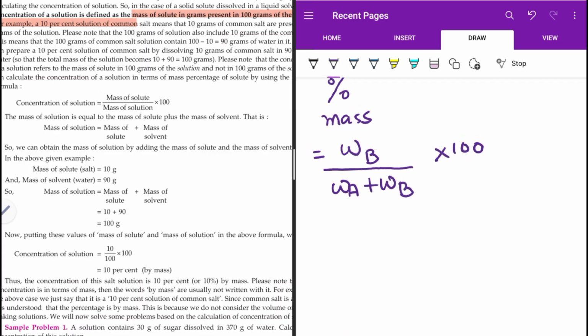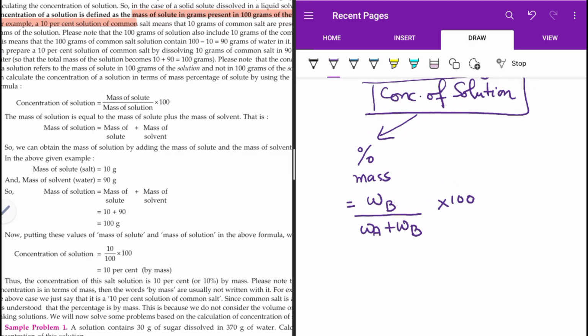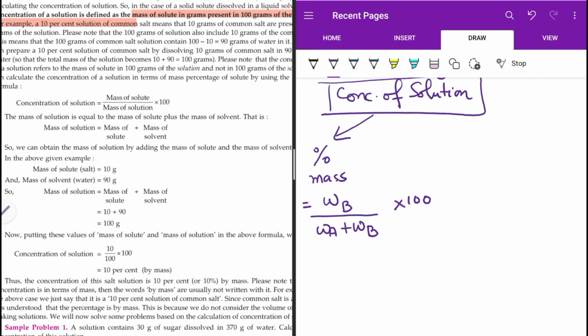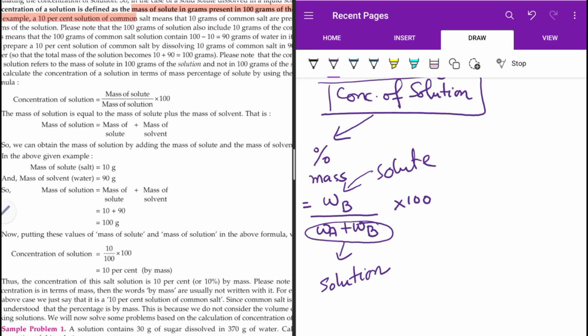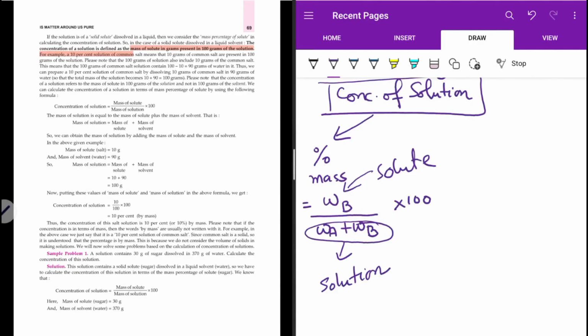That means in 100 parts of the solution, what part of the solute is present? If the total mass of the solution is WA plus WB, then the concentration term will be the mass of solute divided by the mass of the solution into 100. So this is the concentration term in percent mass.